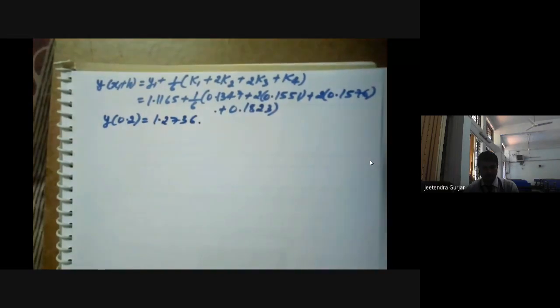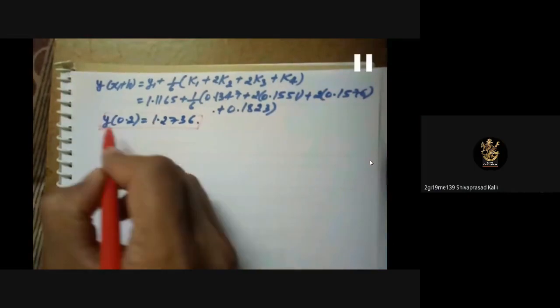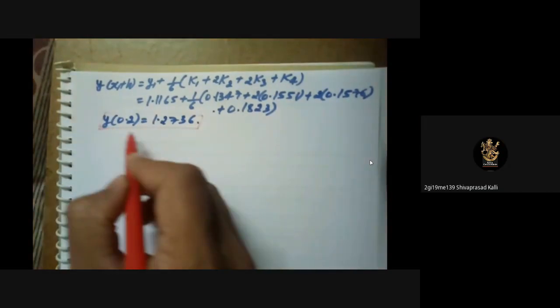So y of 0.2 is equal to 1.2736, students. So this is how it is very simple. Excuse me, sir. Yes. Sir, K4 we are getting 0.177.